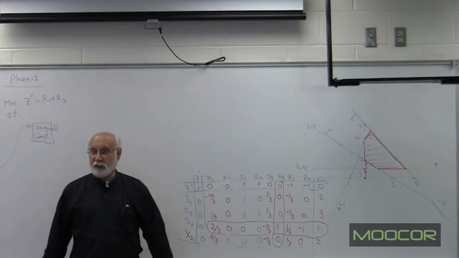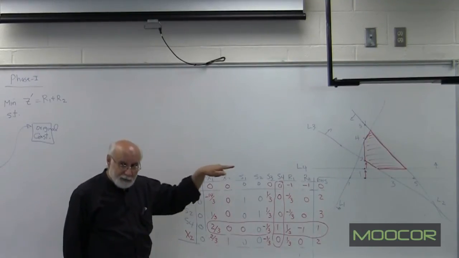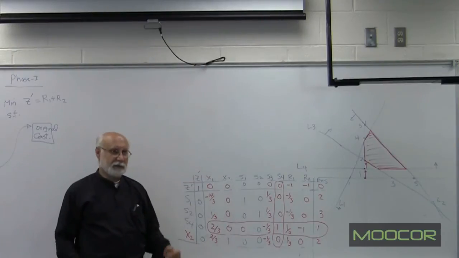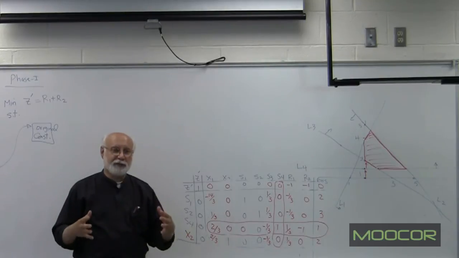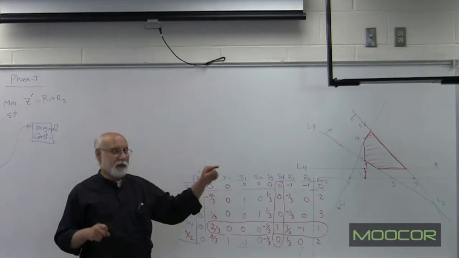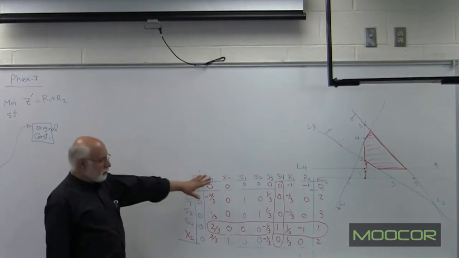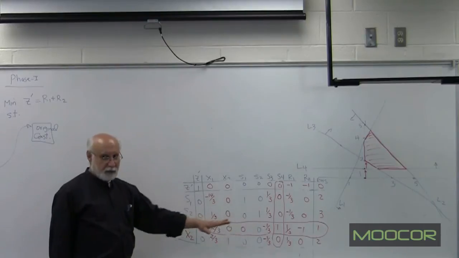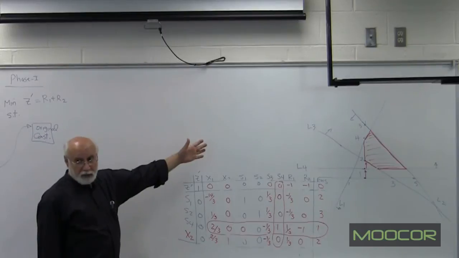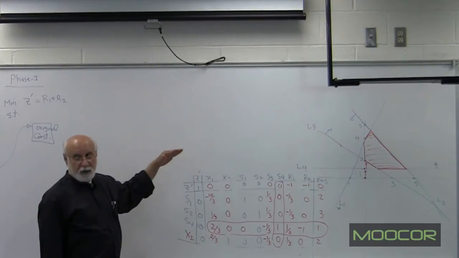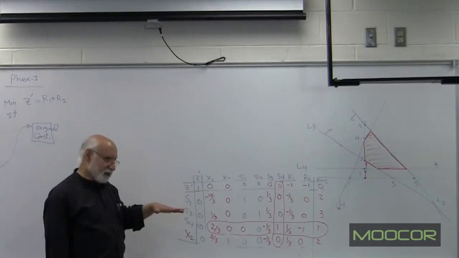The next thing is z prime value is going to be 0. That's where you reach a feasible solution. The moment that you reach a feasible solution, z prime becomes 0. As soon as you hit this, you would say end of phase 1, start of phase 2.